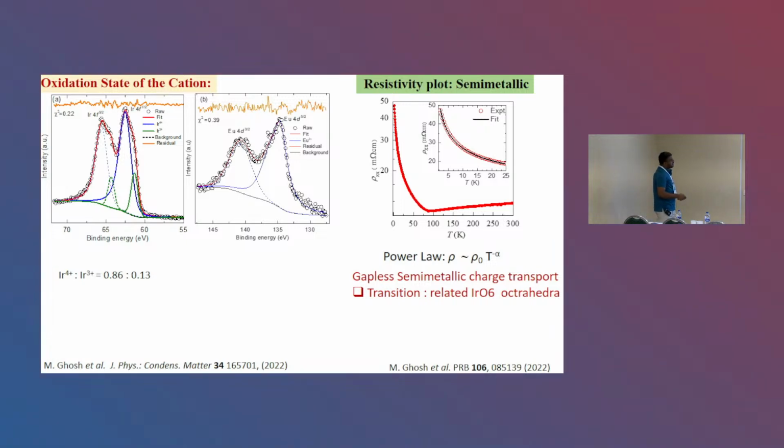Now we measure the resistivity versus temperature. In the high temperature region, it has metallic behavior, whereas around 90 Kelvin it goes to insulating behavior, but the insulating behavior does not follow any activation law, rather it follows a power law, T to the minus alpha. That means it is a kind of gapless semimetallic feature. This transition is related to a microscopic change in the IrO6 octahedra parameters, like the Ir-O bond length, which changes with temperature variation. That's why it is reflected in the transport.